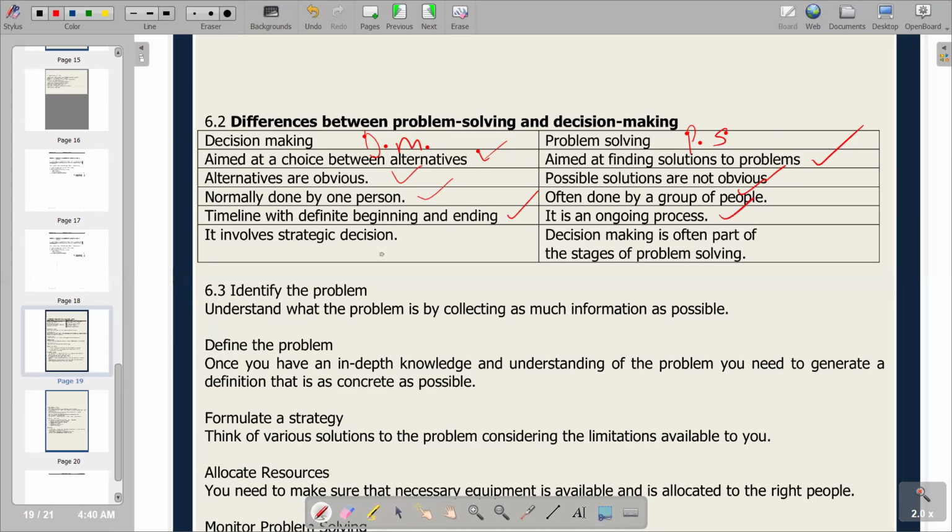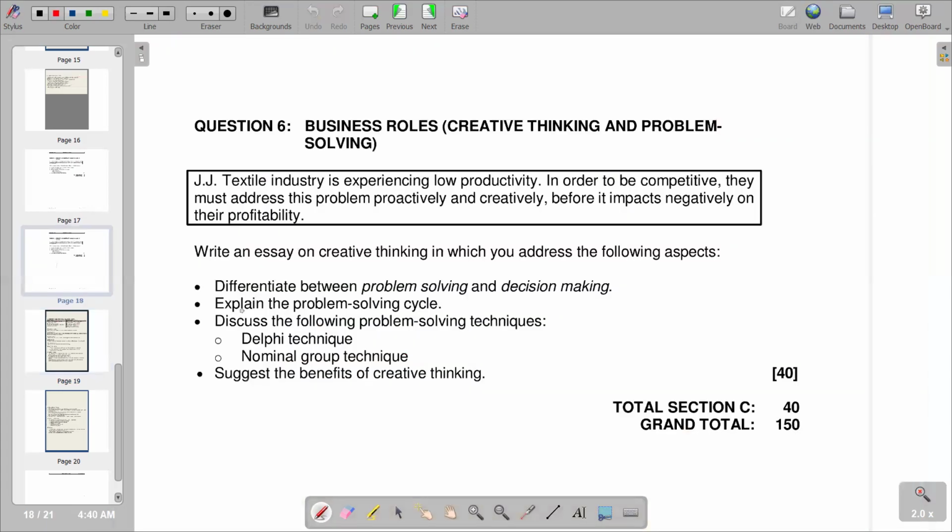Then lastly, it involves a strategic decision under decision making. And under problem solving, decision making is often part of the stages of problem solving. So decision making is part of problem solving. Very important to take notes. Decision making becomes an element of problem solving. So this is what we have. Then we go to the next part of the question.